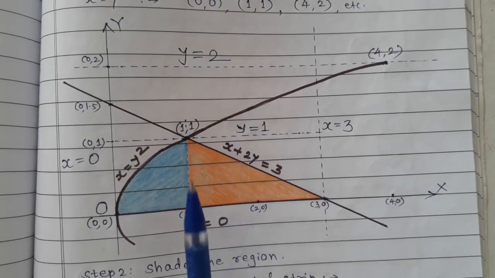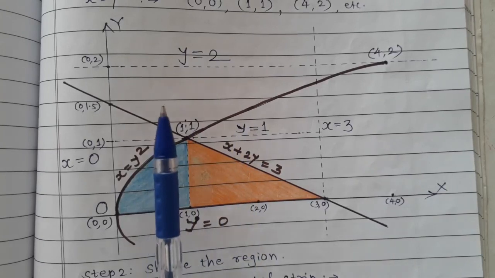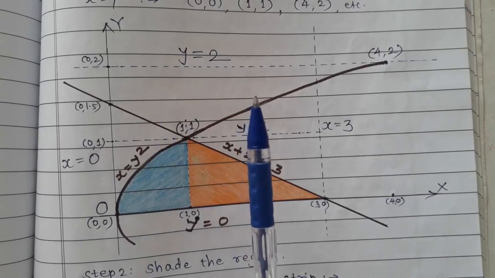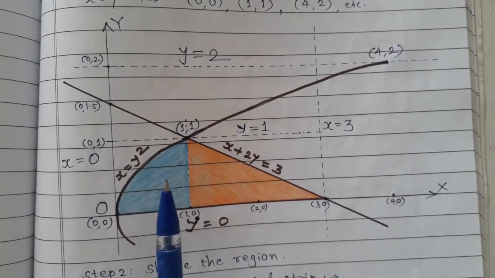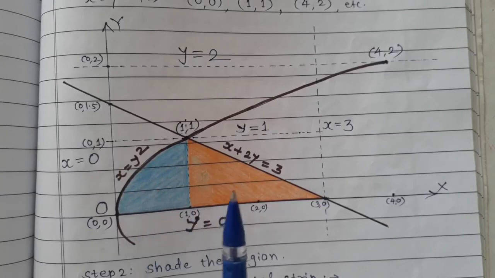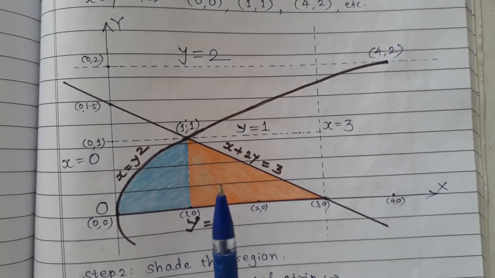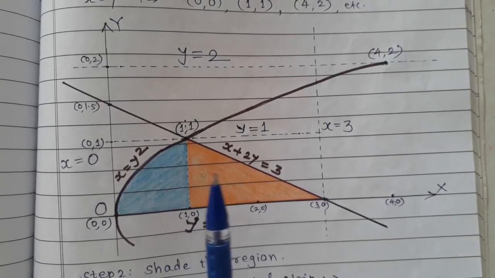So a single bullet cannot do this, therefore I have to consider two separate bullets. One is in the blue color and the other is in the orange color. That's why we need to solve two separate double integrations. For the blue color, that is the R1 region, one double integration, and for the R2 region the other double integration, and their addition will give the integration over this.